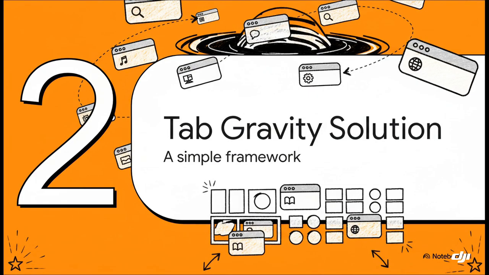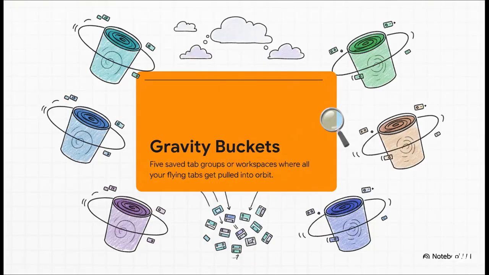But here's the good news. What if there was a way to keep all those possibilities safe, but without the chaos? Well, that's exactly what the Tab Gravity System is all about. It's this really elegant framework that gives every single tab a secure home. The main idea here is something called gravity buckets. So I want you to imagine 5 distinct containers, kind of like planets. Instead of letting all your tabs float around randomly like asteroids, we're going to give them a gravitational pull, pulling them into these neat orbits to keep your main workspace totally clear.